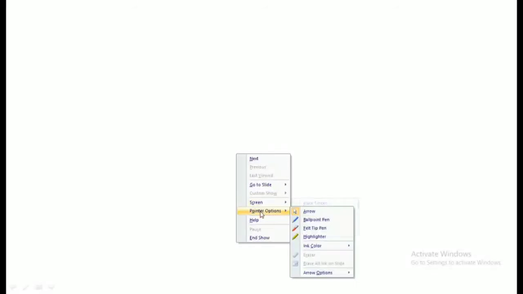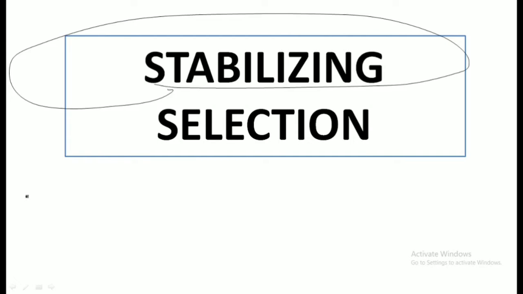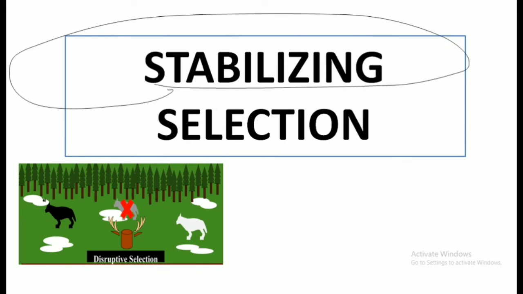So guys, we have been talking about natural selection and we have already studied disruptive selection and also the other types of selection as well. And today we are going to study stabilizing selection. Stabilizing selection is a type of natural selection in which the population of a particular non-extreme trait stabilizes. Here non-extreme trait means the intermediate trait.